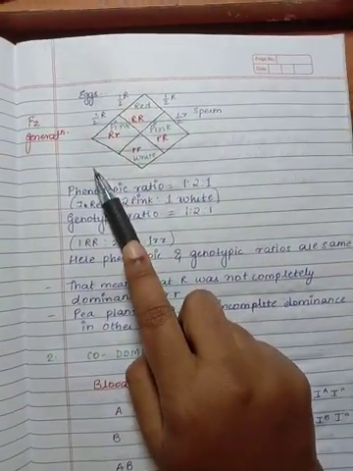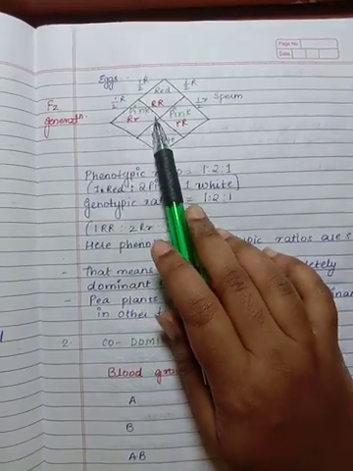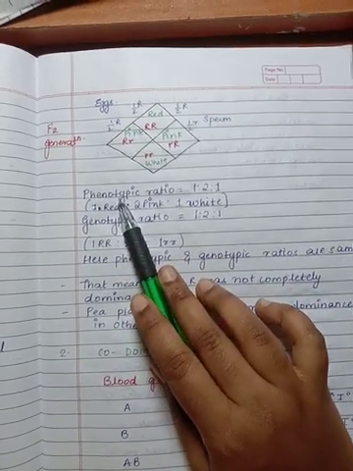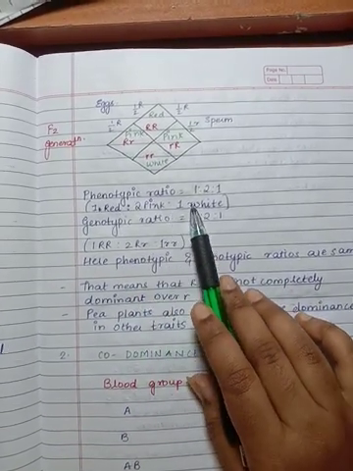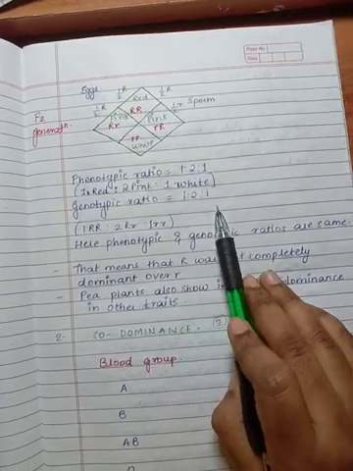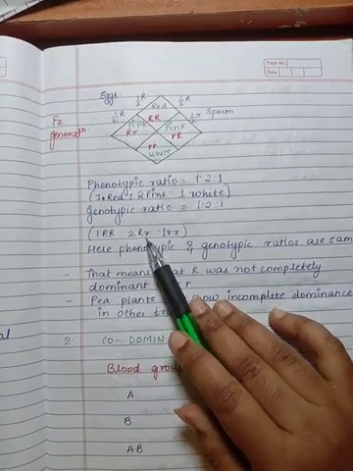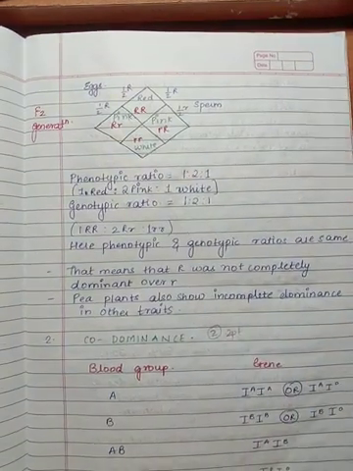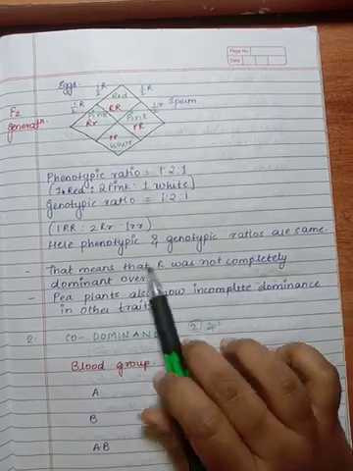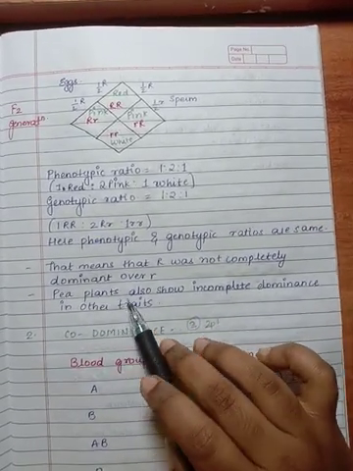Now we take the Punnett square, that is the eggs and the sperms, and when we do the recrossing we get the varieties. Genotypic ratio is 1:2:1, that is 1 red, 2 pink, 1 white: 1 RR, 2 capital R small r, 1 small r small r. Here the phenotypic and genotypic ratios are the same, which means that R was not completely dominant over small r. Pea plants also show incomplete dominance in other traits.